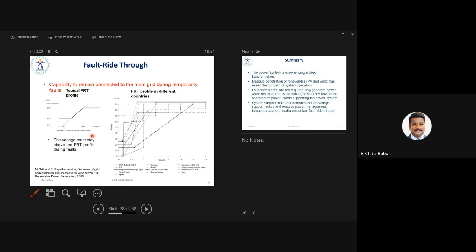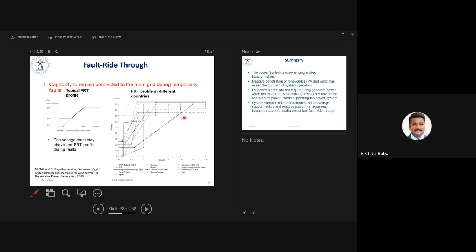And fault ride through, as I told you: when the grid faces the difficulty of a fault that may cause low voltage, the renewable energy source still remains connected and keeps supplying the utility grid. That operation is called low voltage ride through, and the fault ride through requirement is very important when the voltage level changes from 100% to 15%.